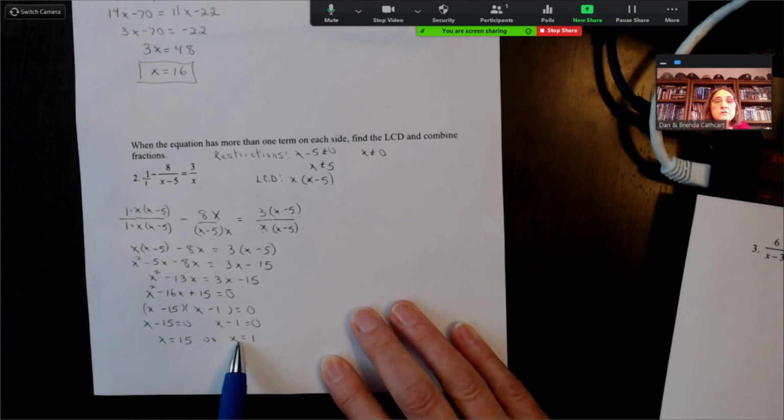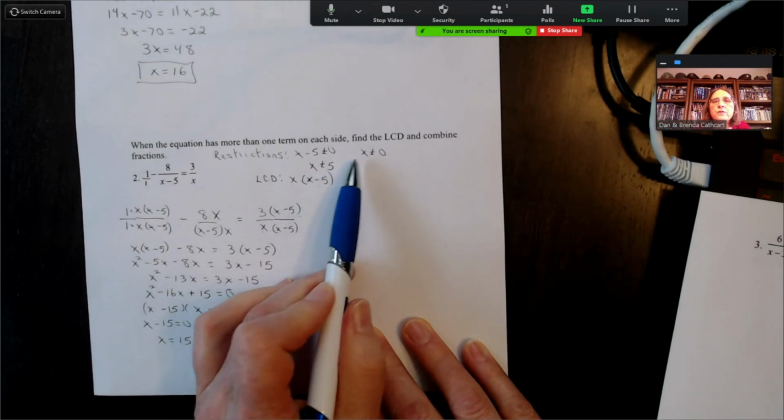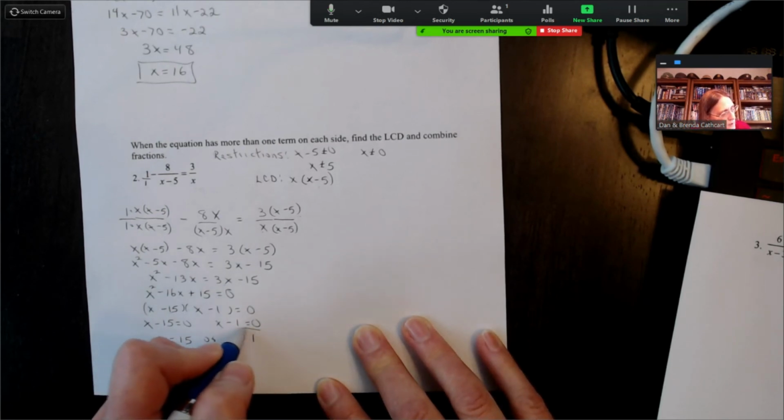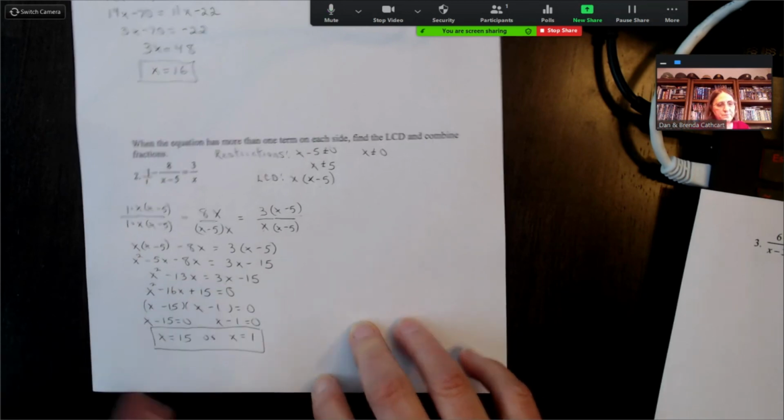Now I check these two solutions against my restricted values. My restricted values were 5 and 0. My possible solutions are 15 and 1. They're different. They're not the same. So both of these solutions should work.